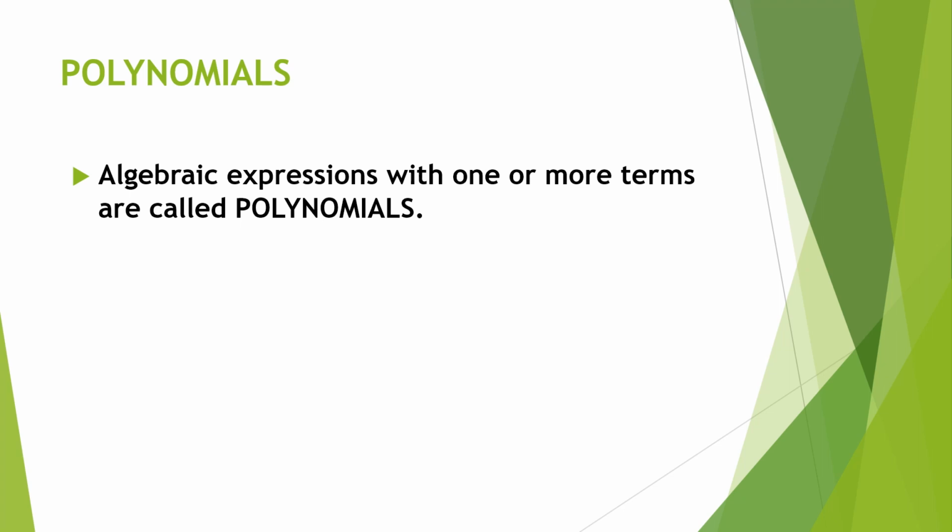If it has only one term, then it has a special name, monomial. If it has two terms, then it has a name, binomial. And if it is three terms, then it is called trinomial. If it is four terms, then we generally call it a polynomial.